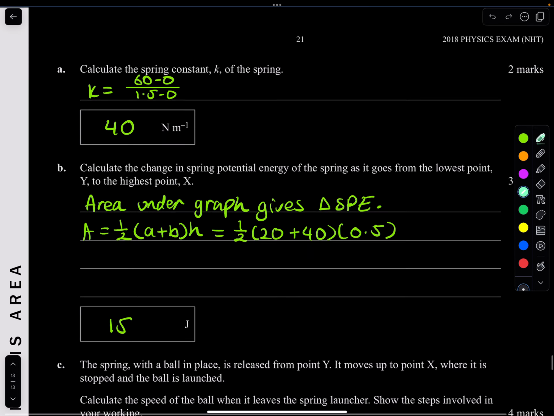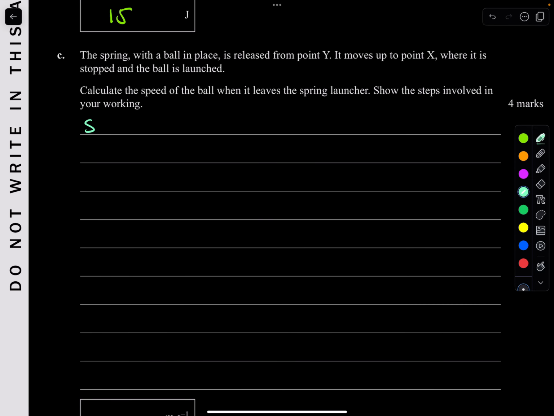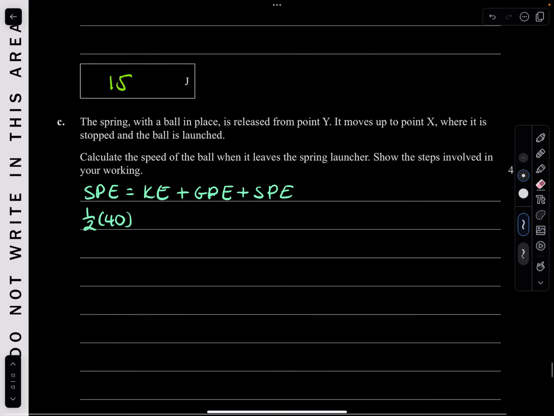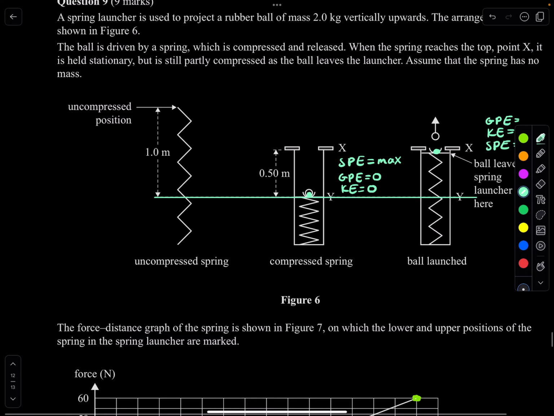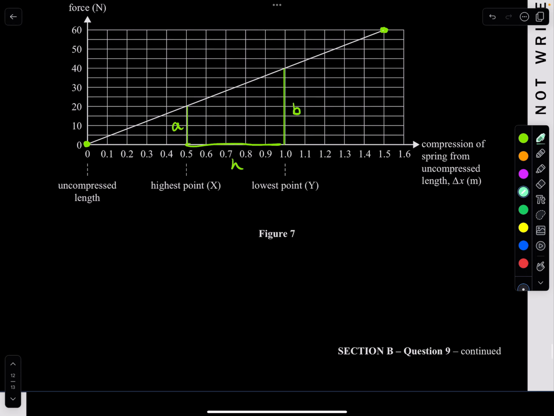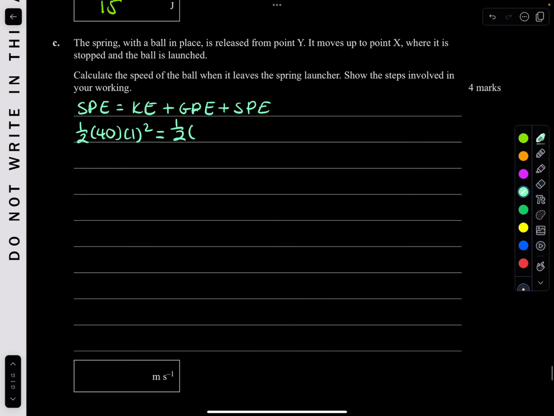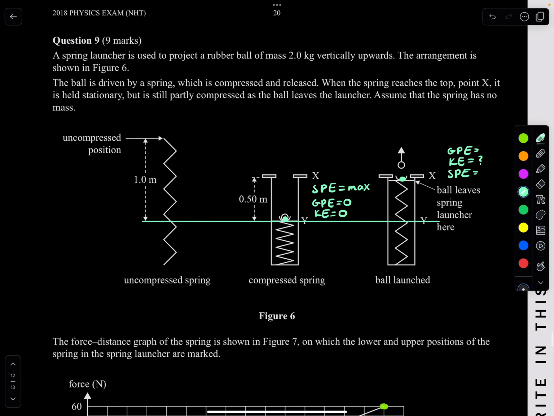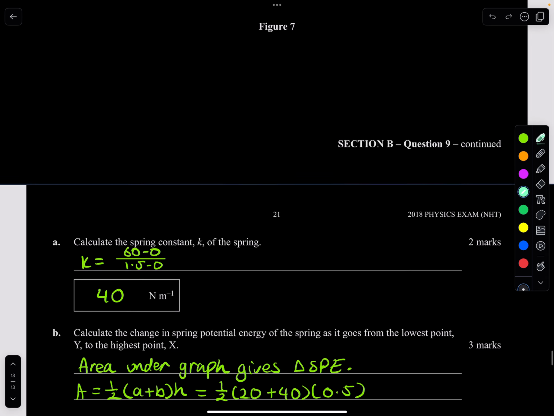So let's do that. SPE must equal kinetic energy plus gravitational potential energy plus SPE. So your SPE is half k x squared, your k is 40. At the bottom, we know it's being compressed by 1 meter, so it's 1 squared, equal to your kinetic energy: half your mass of the ball, which was 2, so we can put 2 there, times velocity squared, that's what we want to calculate. It's equal to your mgh, so your mass is 2, your g is 9.8, and the height. Remember we took this as the ground, so the height over here is just 0.5.